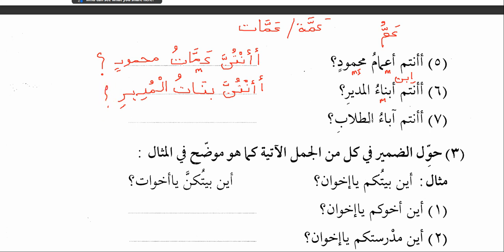Antum aba'ut tullabi. Aba' is also plural. What is the singular? Ab, right? So what is the singular of mother, and the plural of mother? Ummahat. So antunna, separate pronouns, and then ummahat. Now, what will be the haraka? Single dhamma.